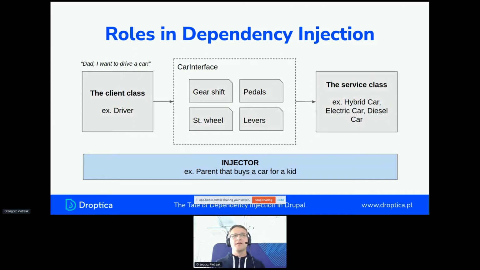So in dependency injection, we can separate some roles, as I said. There's the client class. In this case, our kid, our new driver. There is the service class that needs to be used in the client class. So it needs to be injected into the client. And in our case, this is the car. The car can be hybrid, electric, diesel, but if you learn how to use the car interface, which has a gear shift, pedals, steering wheel, levers, and so on, you actually know how to drive all those cars. So the car has an interface, and there's an injector that is the parent. So the parent handles everything here.